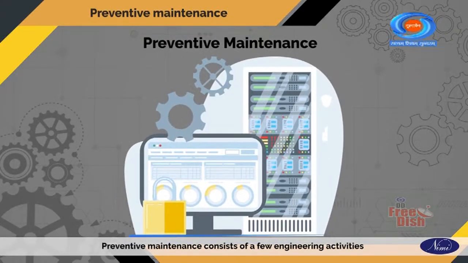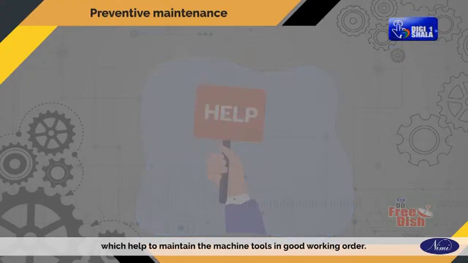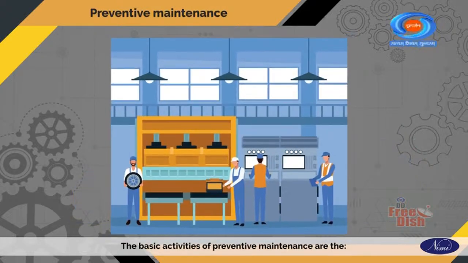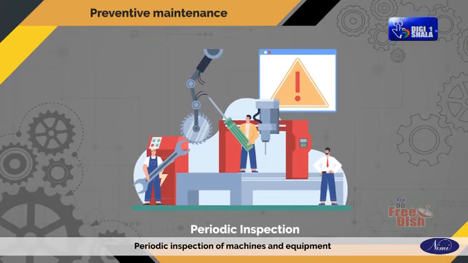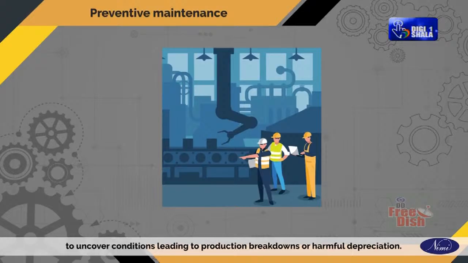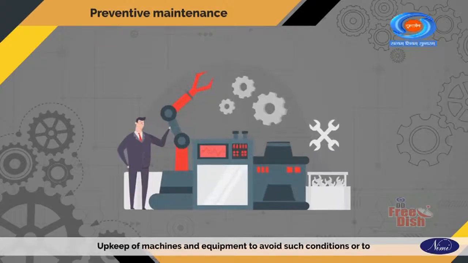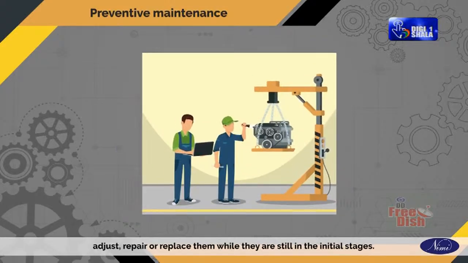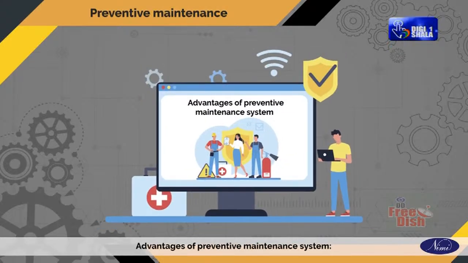Preventive maintenance consists of a few engineering activities which help to maintain the machine tools in good working order. The basic activities of preventive maintenance are the periodic inspection of machines and equipment to uncover conditions leading to production breakdowns or harmful depreciation. Upkeep of machines and equipment to avoid such conditions or to adjust, repair or replace them while they are still in the initial stages. Advantages of preventive maintenance system.